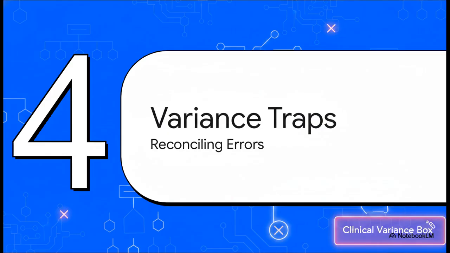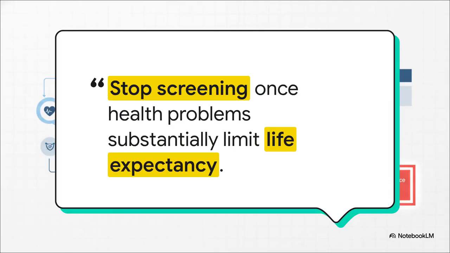Finally, Module 4, High-Yield Clinical Variance Traps and Reconciling Errors. A truly crucial point we must embrace as clinicians is knowing exactly when to hit the brakes. The algorithm makes it crystal clear. You halt routine screening, whether we're talking breast, colon, or prostate cancer, once a patient's competing comorbidities limit their life expectancy to less than 10 years. Because of lead time bias, the benefits of early detection are going to be completely eclipsed by competing mortality. Screening them at that point doesn't help them. It honestly just causes diagnostic harm.